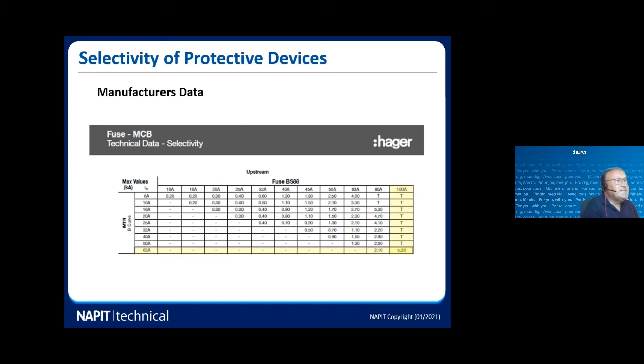Now, you'll also see Ts in some of these boxes. T provides total selectivity. So regardless of the value of the fault, up until the breaking capacity of the downstream device, you will achieve selectivity. For example, if the downstream device was a 50 amp circuit breaker, you will achieve selectivity all the way up to the breaking capacity of this particular downstream MCB, which is actually a 6 kA circuit breaker.